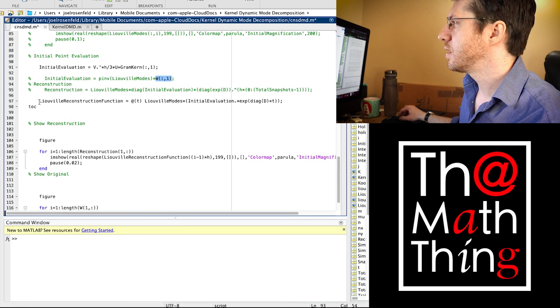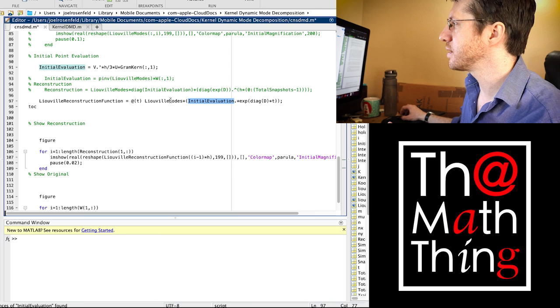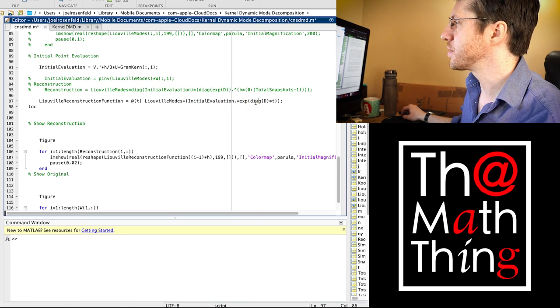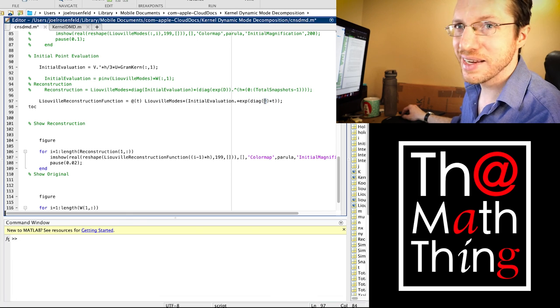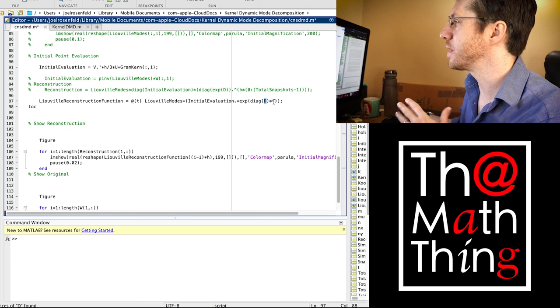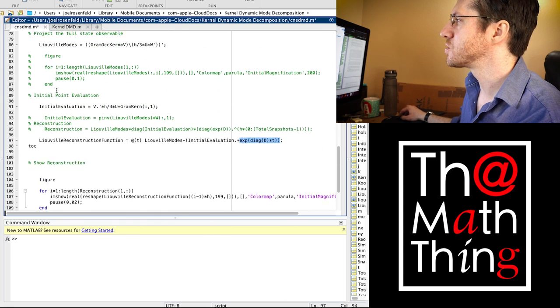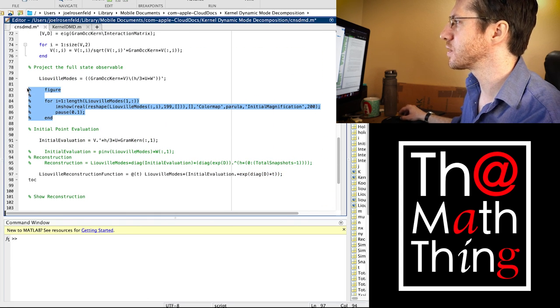And then I do my reconstruction. Basically I take my Liouville modes, attach each one of these initial evaluation points to them, and then multiply by these exponentials. I turn this eigenvalue matrix, which is just a diagonal matrix with zeros elsewhere, extract that diagonal, multiply by t, and throw that into an exponential, and it ends up working. So here, let's go ahead and take a look and see things.